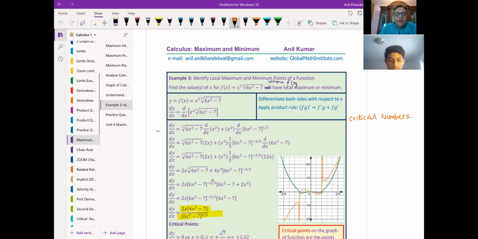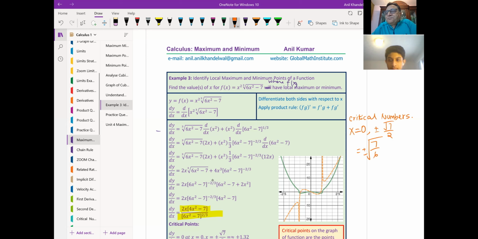Now tell me, where is this derivative 0? What are the critical numbers? x equals to what? Zeros? 0? Yeah, x equals 0 and plus minus square root of 7 over 4. Sorry, 7 over 4, plus minus square root of 7 over 2. And even the denominator could be 0, right? So what else? Sir, it would be plus minus square root of 7 over 6, right? You are right. So these are all your critical numbers.